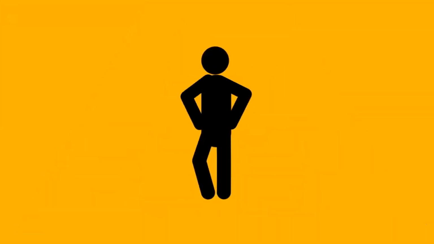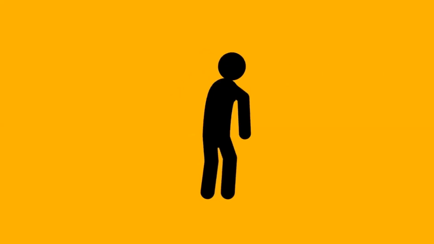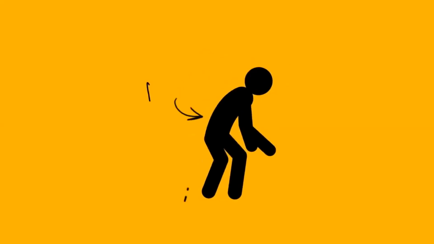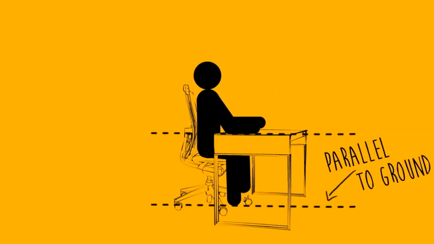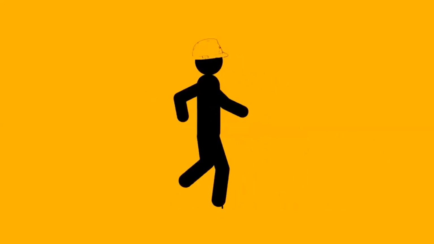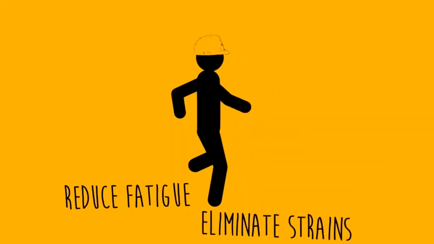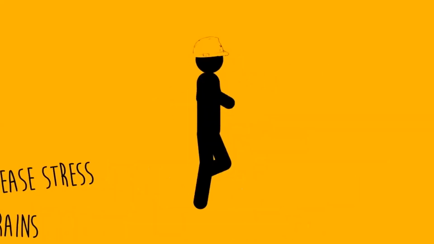Sitting, standing, walking, it really doesn't matter. Proper bone and joint alignment is key. So straighten up that back, keeping ears, shoulders, and hips in a straight line. Good. Now squat by hinging at the hip. Keep everything aligned. Now sit. Perfect. Maintaining that posture through your day and work, any work, will reduce fatigue, eliminate strains, decrease stress on joints and ligaments, and have you feeling great.